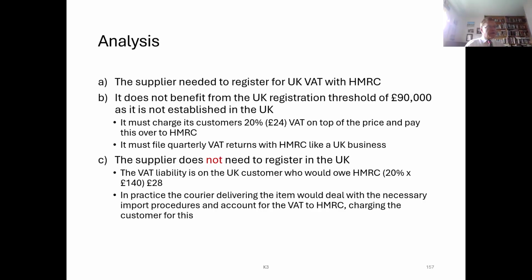Under the second element, where it's the higher figure, the supplier does not need to register in the UK. The VAT liability is on the UK customer, who would owe HMRC 20% times £140, £28. In practice, the courier delivering the item would deal with the necessary import procedures and account for the VAT to HMRC, charging the customer for that.